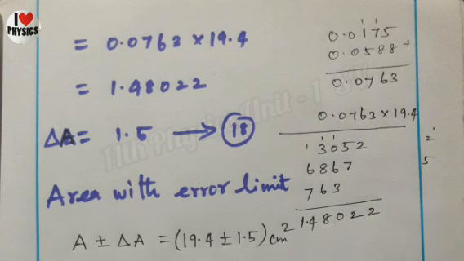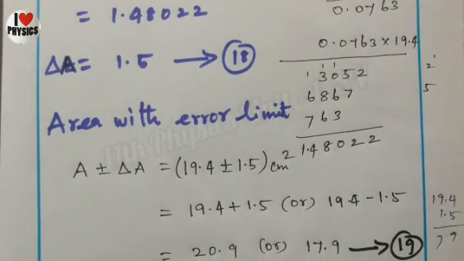Then 0.0175 plus 0.0588 added, 0.0763 into 19.4. So finally we get 1.48022. Rounding off this value, 1.5. So the change of error area del A is equal to 1.5. This is equation number 18. Area with error limits, A plus or minus del A, is equal to 19.4 plus or minus 1.5 centimeter square.